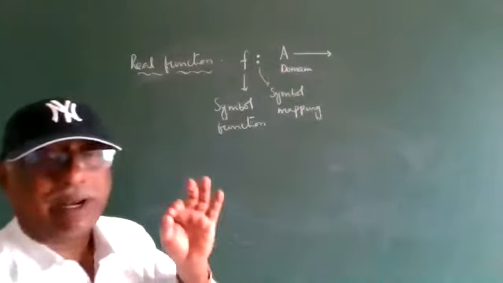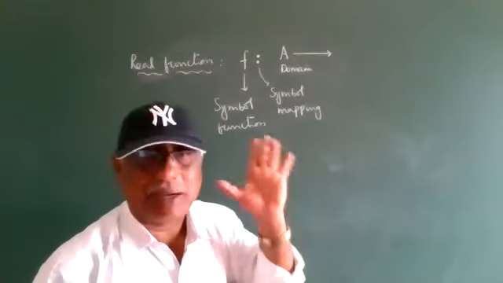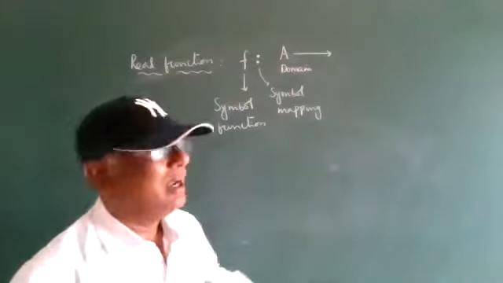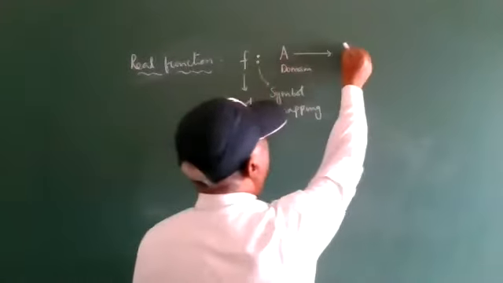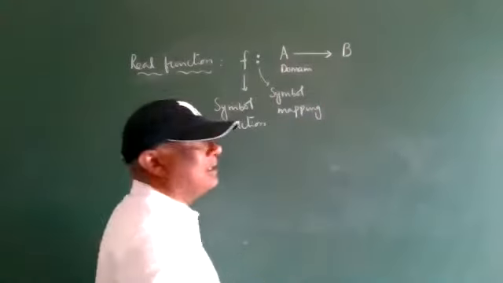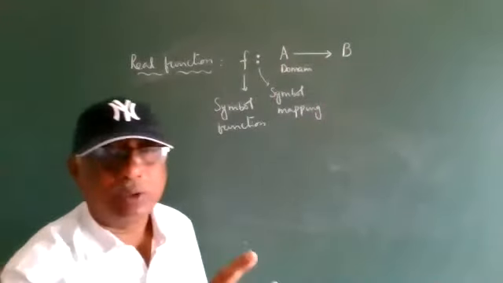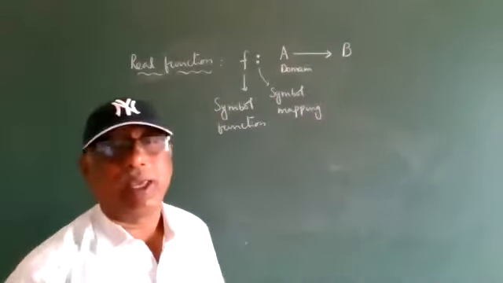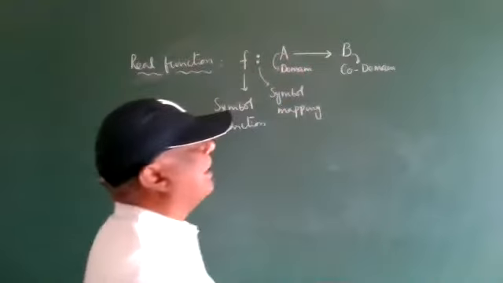All its elements are represented in set-builder form by x. And from A, the arrow goes from A to B. B is the codomain, that means the images of A are in B. This is the symbol of codomain, and this is the symbol of domain.